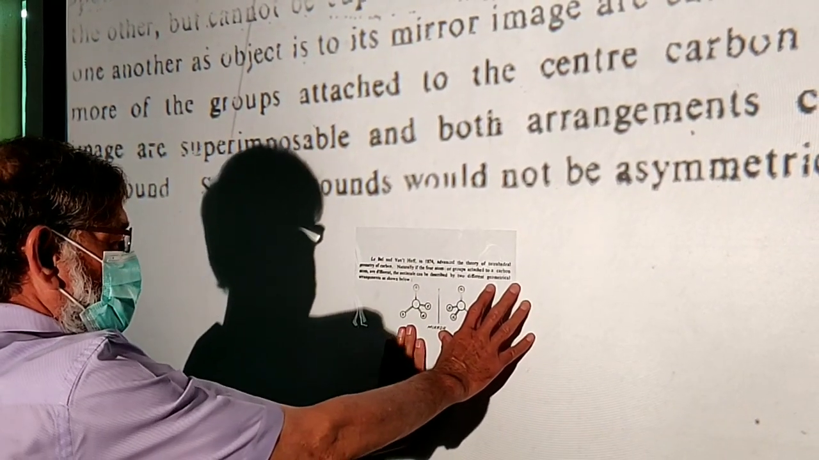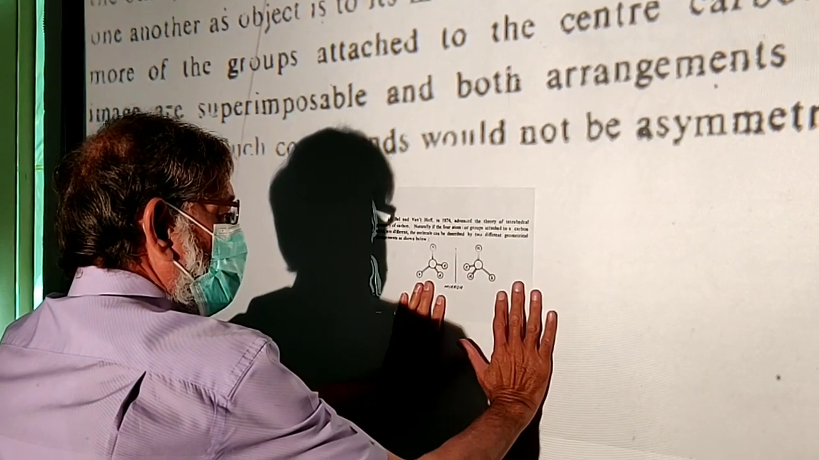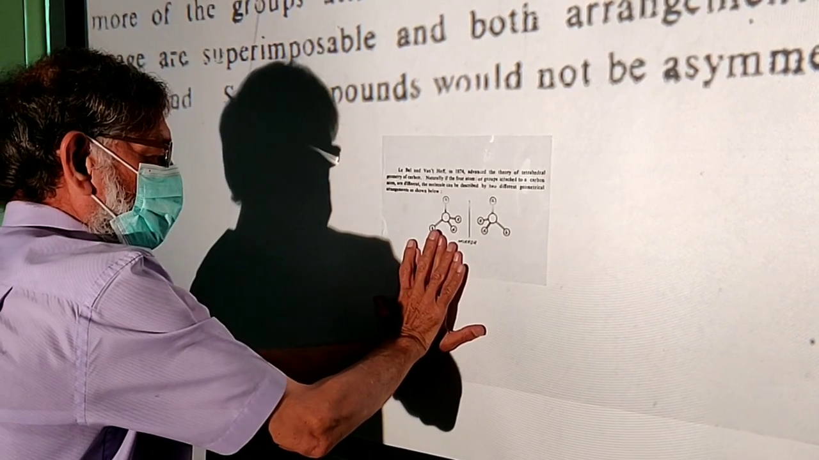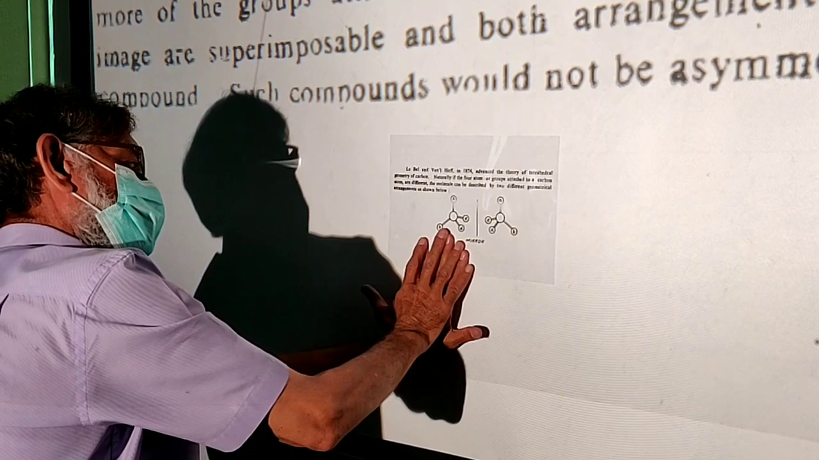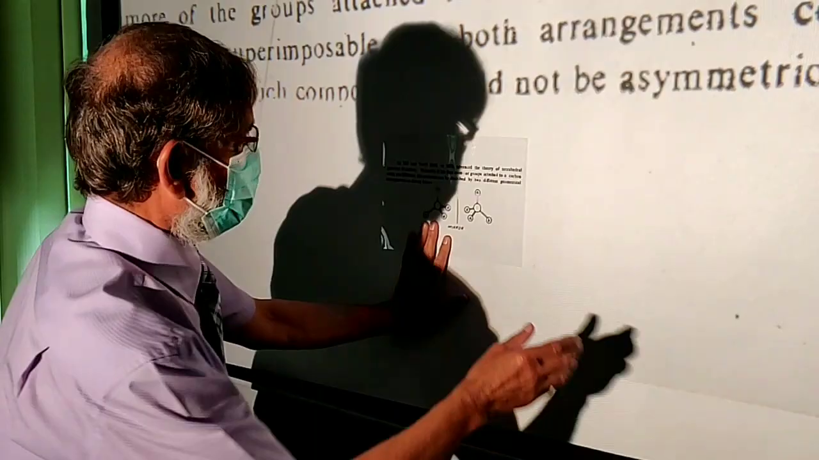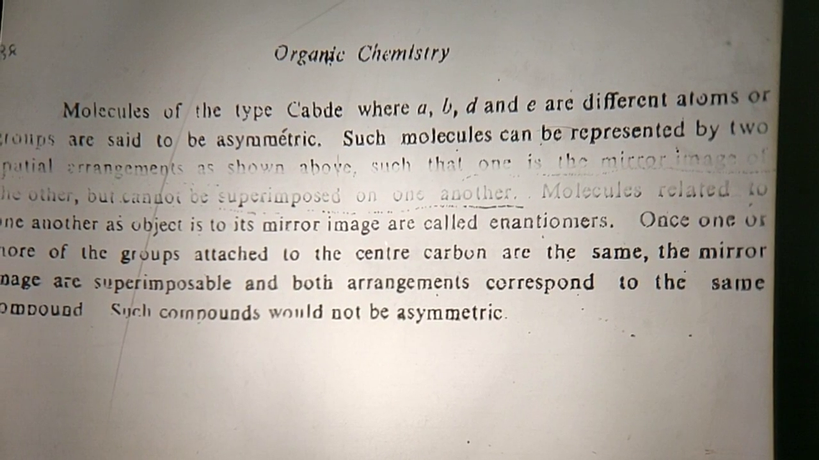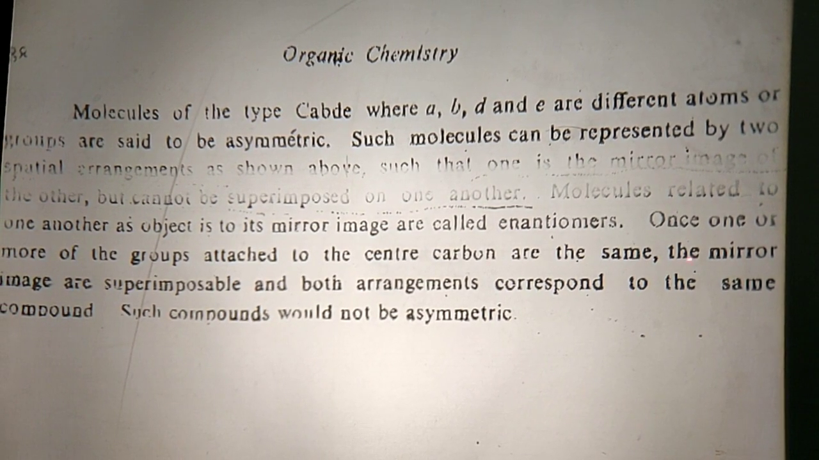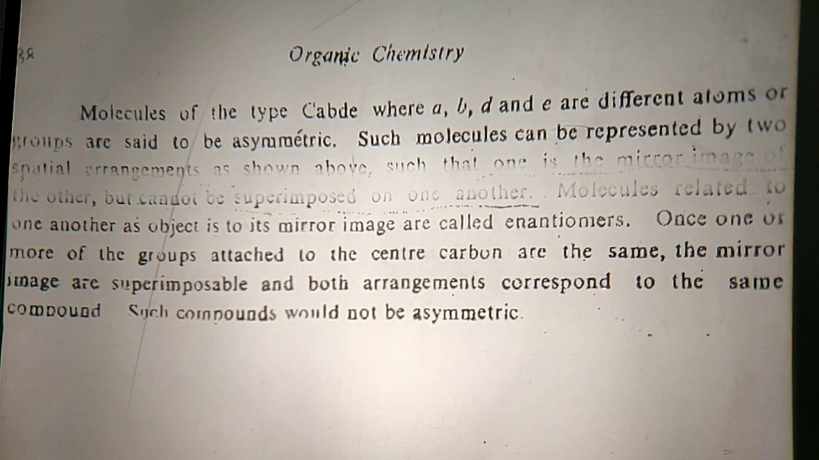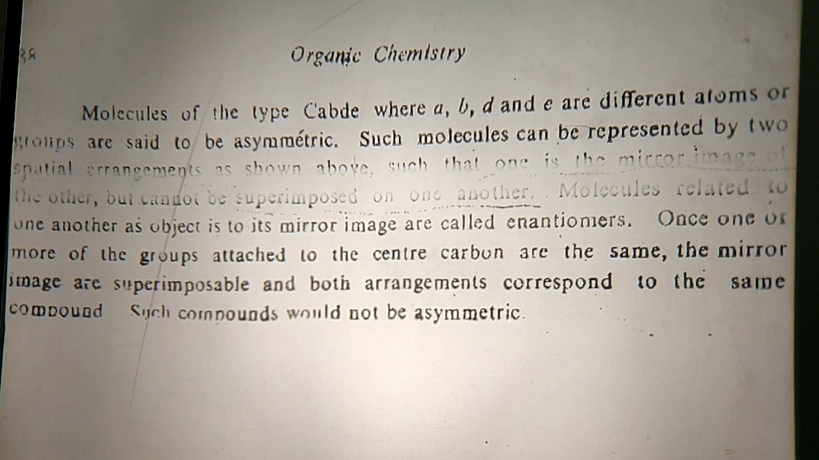This is this one, and this is in this way. And if you place it upon it, this is here and this is here. They are non-superimposable. One enantiomer, this is another enantiomer. Once one or more of the groups attached to the central carbon are the same, the mirror images are superimposable and both arrangements correspond to the same compound. Such a compound would not be asymmetric.